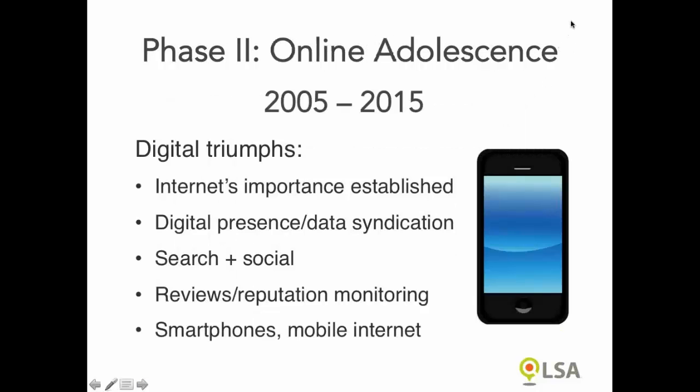And if we say that period ended in 2005, roughly, the next period was marked by the establishment of the internet as an important digital marketing medium: search, paid search, social media, digital presence management, and data syndication to a broader ecosystem of consumer destinations online, certainly the phenomenon of reviews and reputation management and monitoring, and then, of course, for the last roughly 8 years of this period, the rise of the modern smartphone, marked by the introduction of the iPhone.